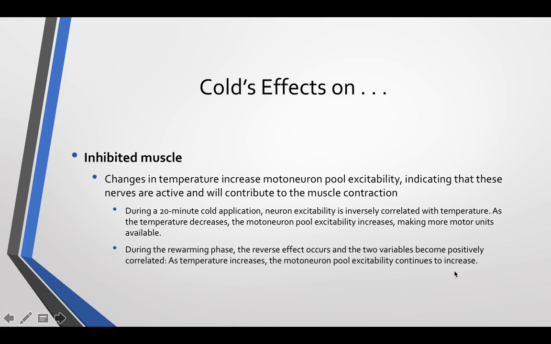And then muscles that are inhibited, so the change in temperature is going to increase the motor neuron pool excitability. So it's actually going to help when muscles are inhibited to reinstitute those muscle contractions. So during a 20-minute cold application, the neuron excitability is inversely correlated with the temperature. So as the temperature drops, the excitability actually increases. So more motor units are going to be available.